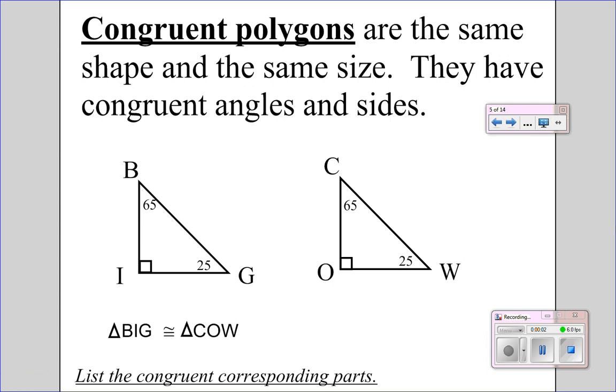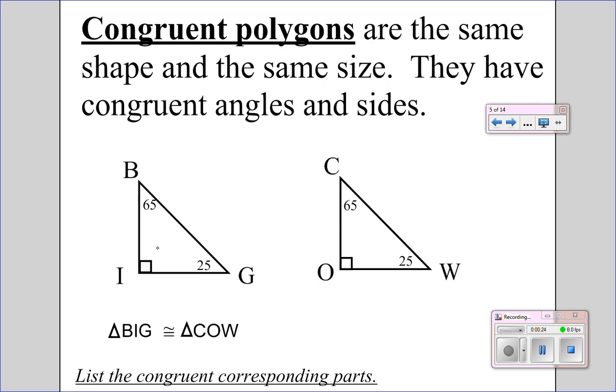In this video, we'll be looking at congruent polygons and what it means to be congruent. The definition here says congruent polygons are the same shape and the same size. They have congruent angles and sides. So when we talk about two polygons being congruent, all their sides have to be congruent to another polygon's sides, and all their angles have to be congruent to another polygon's angles.